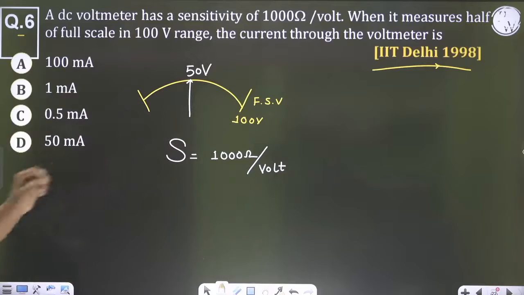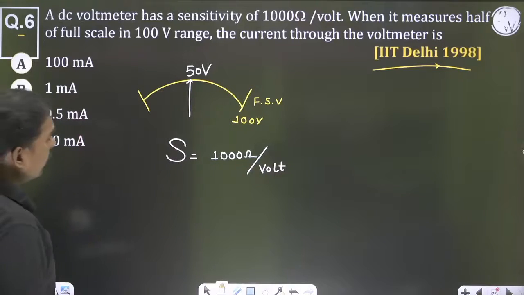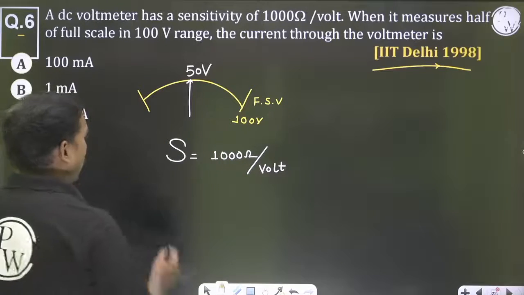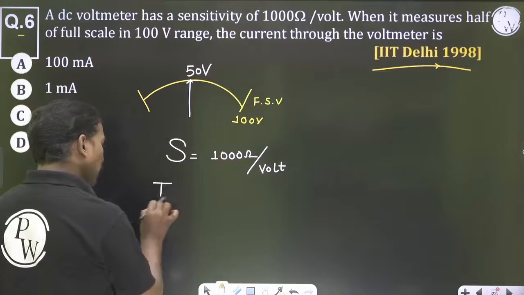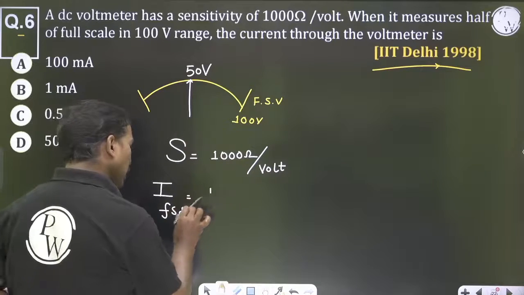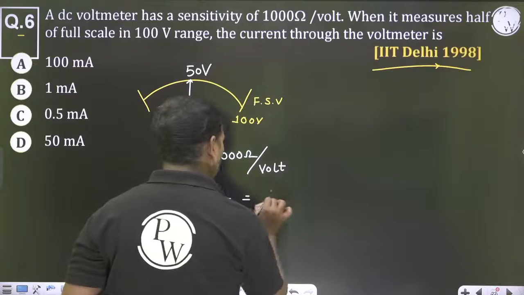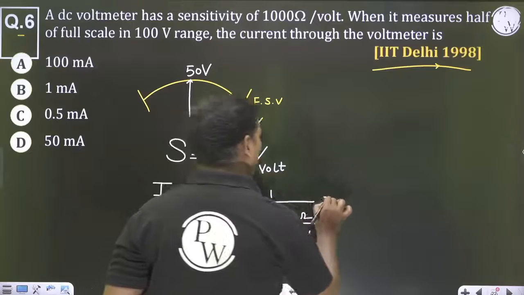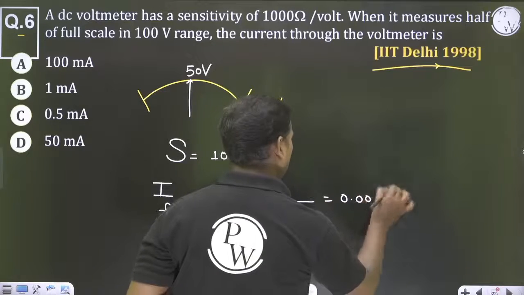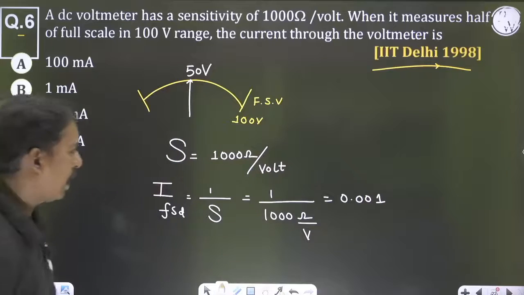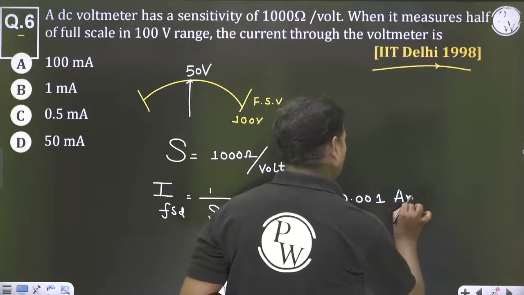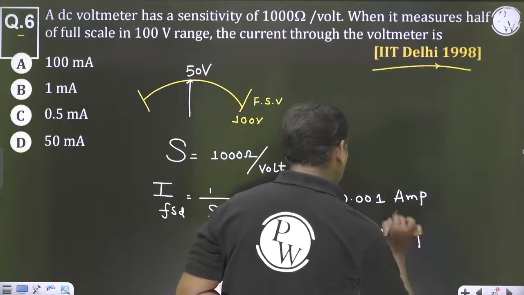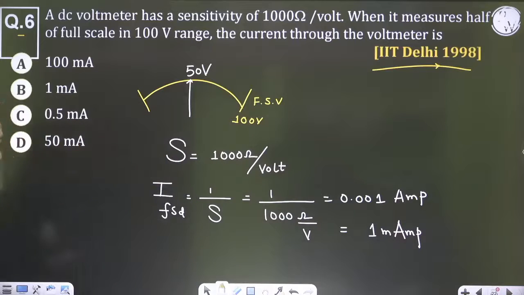Okay, now 1000 ohms per volt. What is being asked? When it measures half of the full scale, what is the current through the voltmeter? First of all, what is the full scale deflection current for this sensitivity? That is 1 by sensitivity, which is 1 by 1000 ohms per volt, that means 0.001 ampere, that means 1 milliampere. 1 milliampere is the full scale deflection current allowed through this voltmeter to give 100 volts.